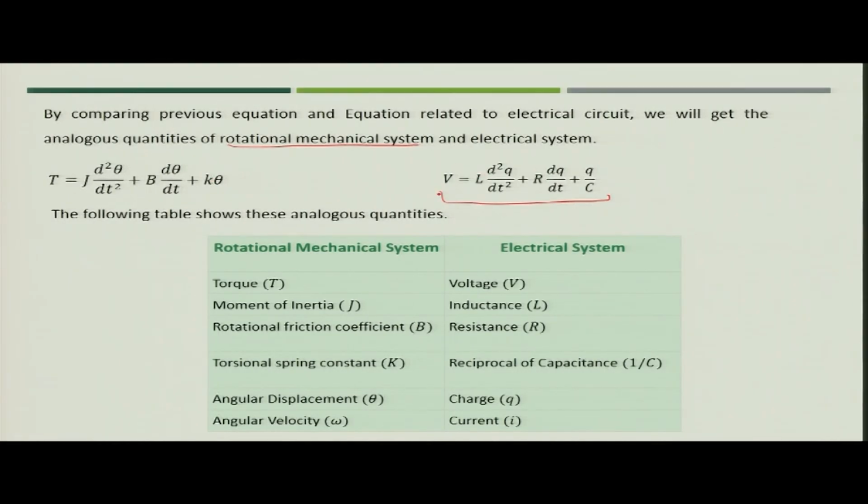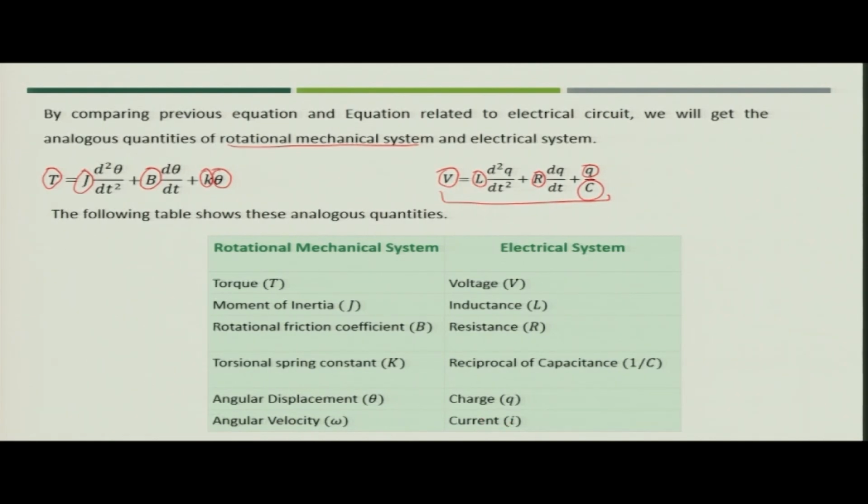Now, if you compare both of them, torque T is analogous to voltage V, moment of inertia, that is J, is analogous to inductance L, rotational friction coefficient, that is B, is analogous to resistance R, torsional spring constant, that is K, is analogous to reciprocal of capacitance C. Angular displacement theta is analogous to charge q, and then again if you take the derivative of theta, you get angular velocity omega, that is equal to d theta by dt, which is analogous to dq by dt, that is nothing but the current I.